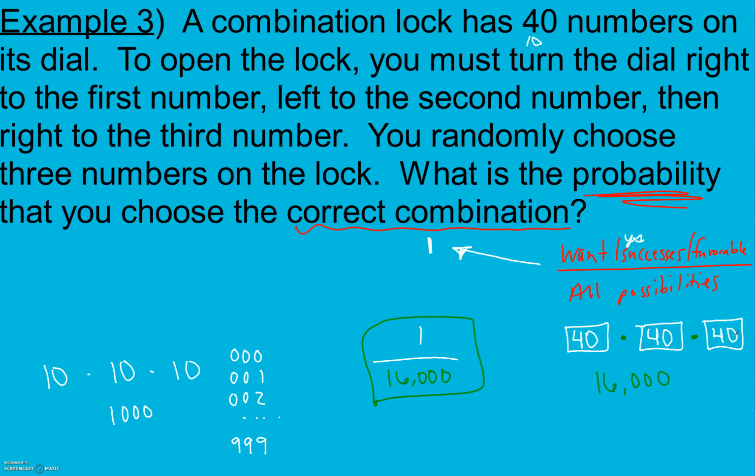So we could do the same thing by listing out all of our possibilities here with a tree diagram, but it's going to take us a long time to get to 1,000 or to get to 16,000. So using that counting principle is definitely beneficial. And that's all I have for you for section 6.8.